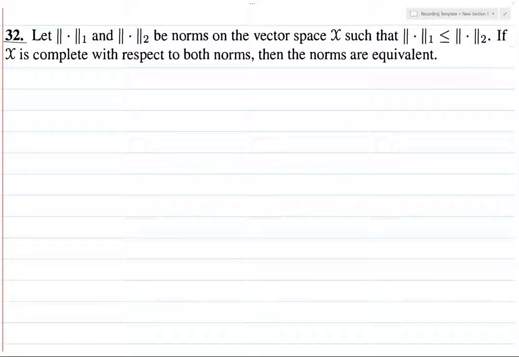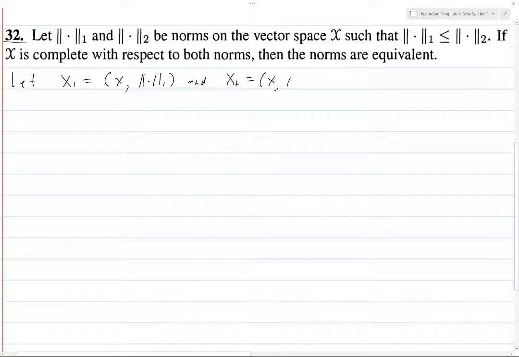Alright, we want to see if these two norms are equivalent. Let x1 denote the space x endowed with the 1 norm, and x2 be the space x endowed with the 2 norm. This will be useful for telling them apart, because even though it's the same set, they're not the same space. The structures are different.